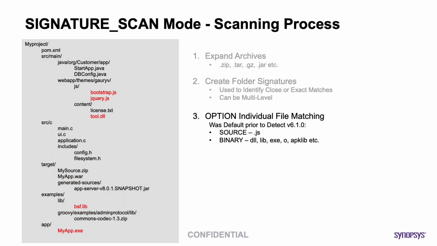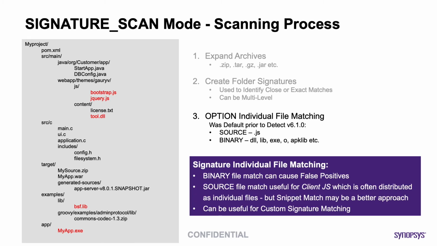Something that was changed in Detect version 6.1 is that an additional matching type called individual file matching was turned off. This previously used to look at specific source files, JavaScript, and binary files, DLL, lib, exe, and so on, and create individual file signature matches. This would allow them to be found outside of folders. This has been turned off because specifically for binary file matching, it can cause false positives.